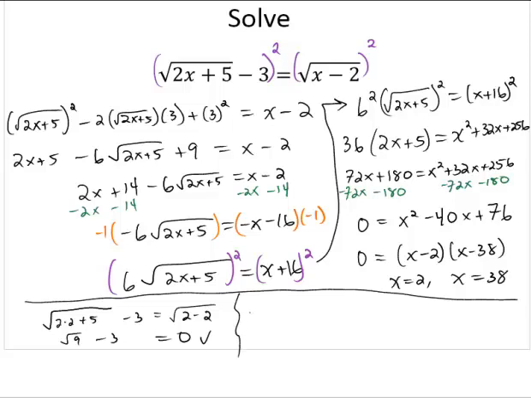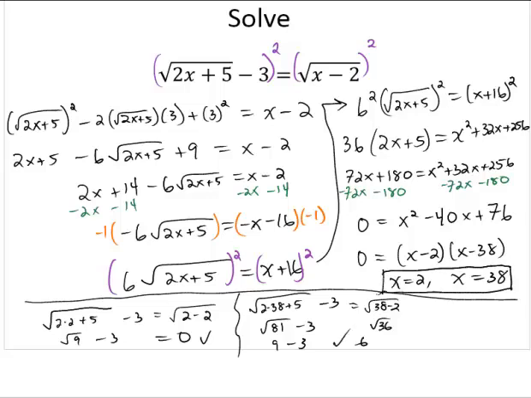x equals 38. You've got the square root of 2 times 38 plus 5 minus 3. So let's see, 2 times 38 is 76 plus 5. That's the square root of 81 minus 3. And on the right-hand side, you've got the square root of 38 minus 2. So that's the square root of 36. And that's 9 minus 3 equals 6. That checks out as well. So we can be confident that both of our solutions are in fact solutions of the equation.